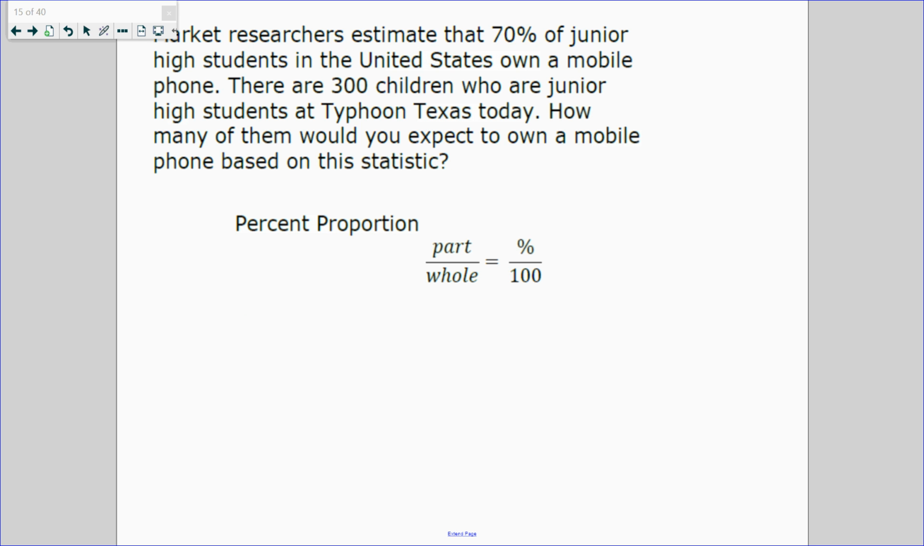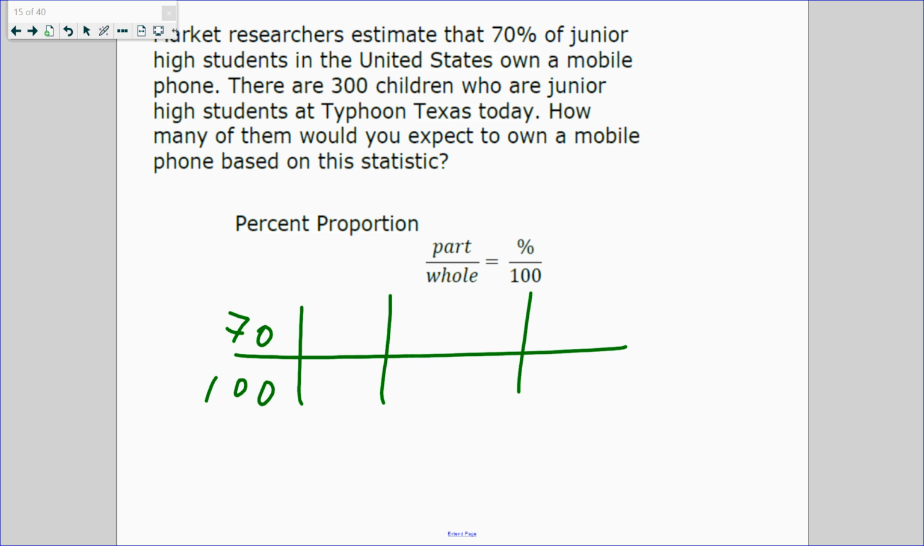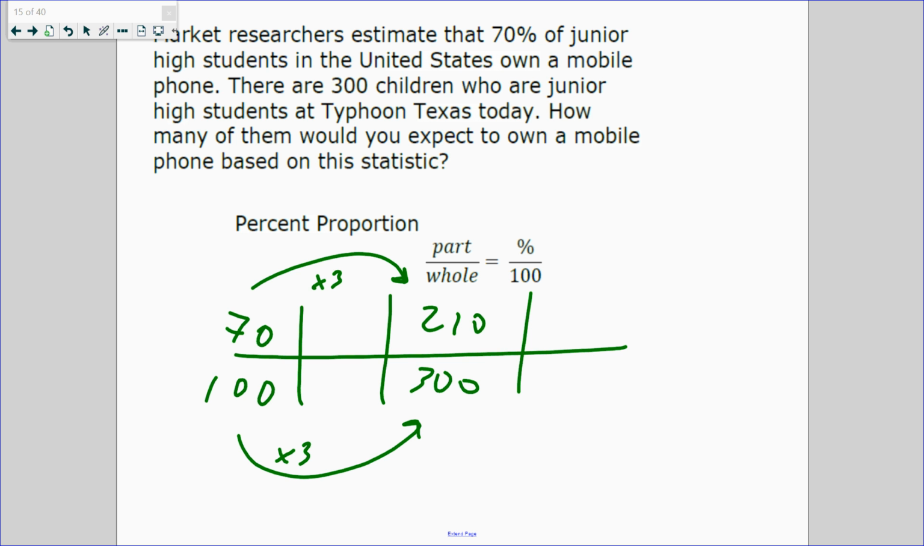And now let's look at a table, a rate table. It says 70% of junior high students in the United States own a cell phone. How would you write 70% as a fraction? 70 out of 100. There are 300 children who are junior high students. Is that all of them? So that would go on the bottom right here. What is the relationship between 100 to 300? Times 3, times 3, and that's where you get 210. So 210 out of 300 students own a mobile device, or 70%.